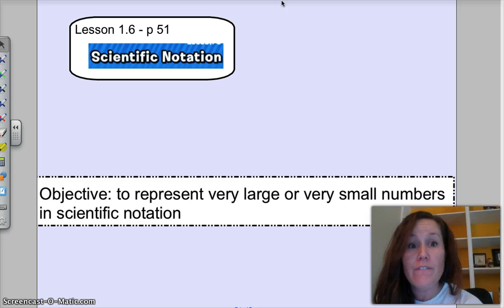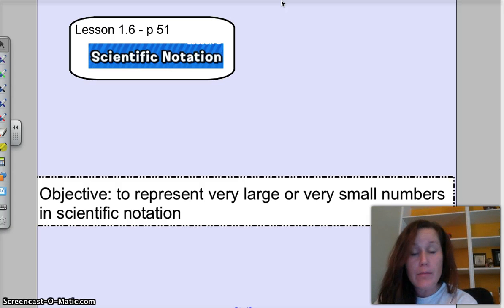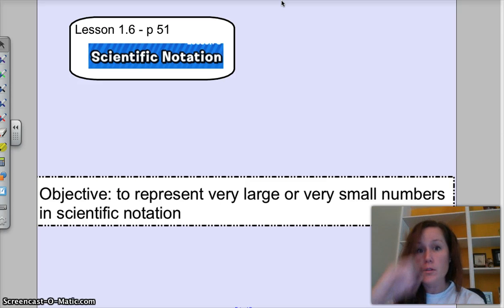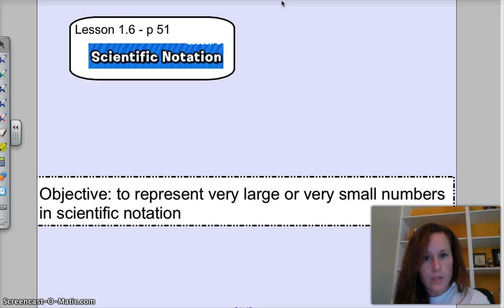You need to be on page 51, and if you need to, grab that calculator. We're basically going to just be moving the decimal point today, so if you can do a loop-de-loop with your pencil, you're good. All right, our objective today is to represent very large or very small numbers in scientific notation. It's going to make more sense once we get started, so let's get to it.